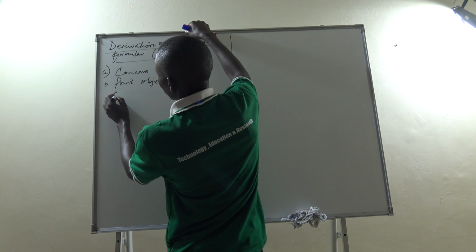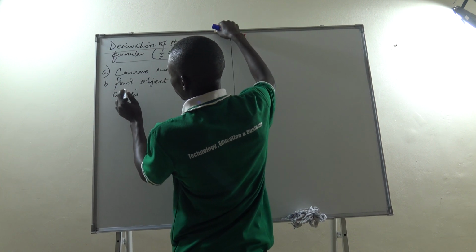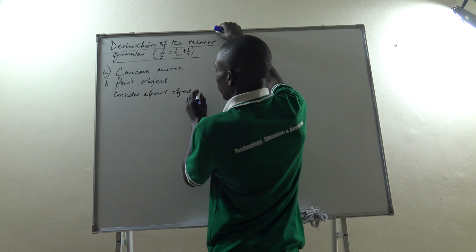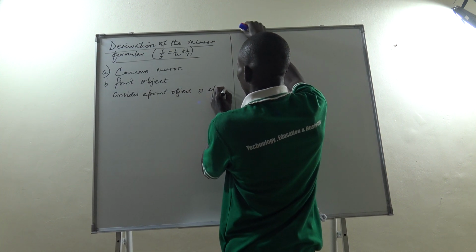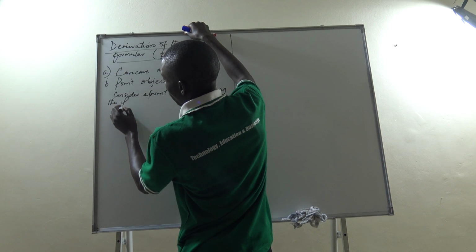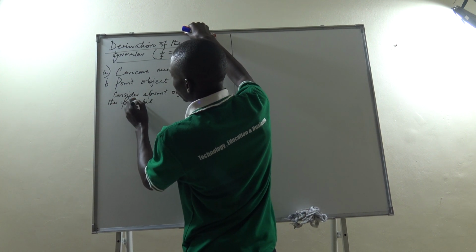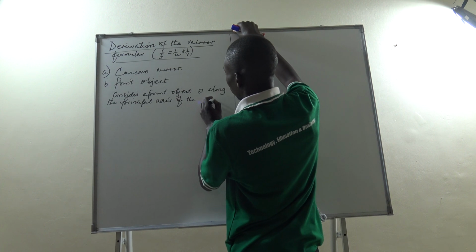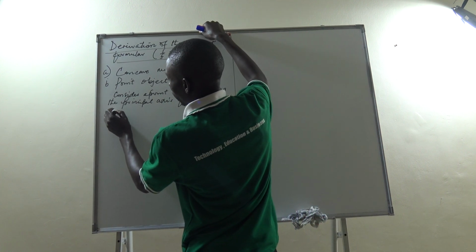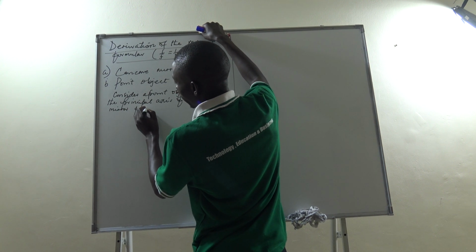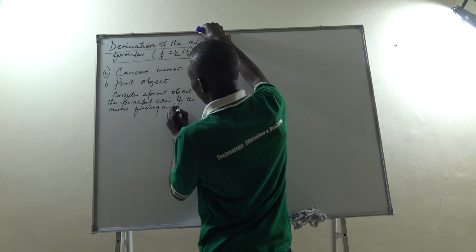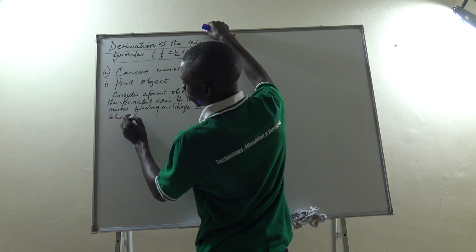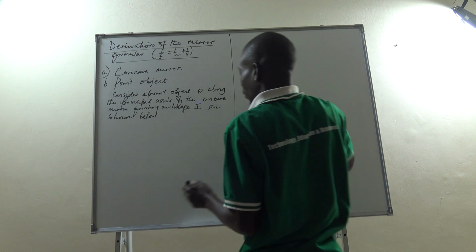And then I will say, consider a point object along the principal axis of the concave mirror forming an image I as shown below.